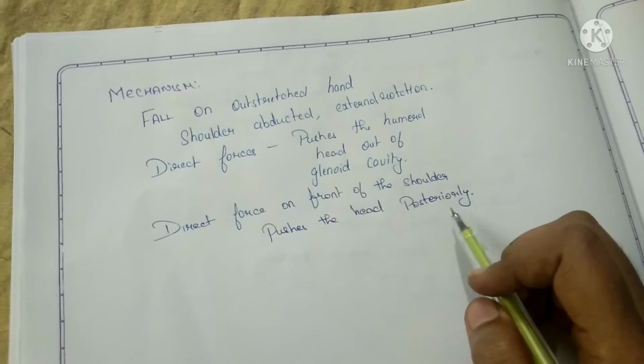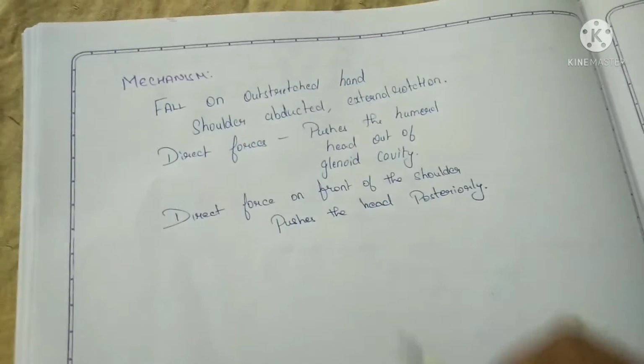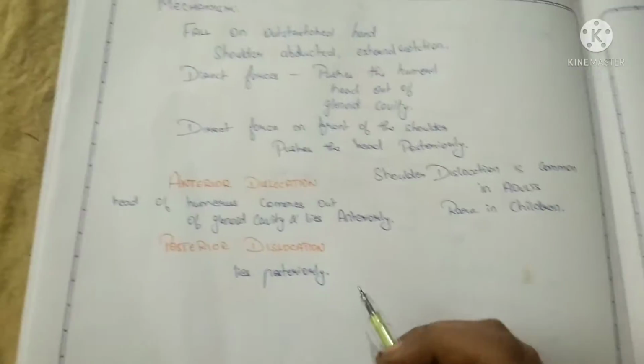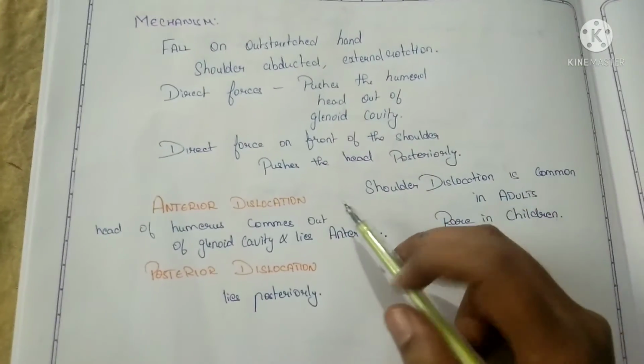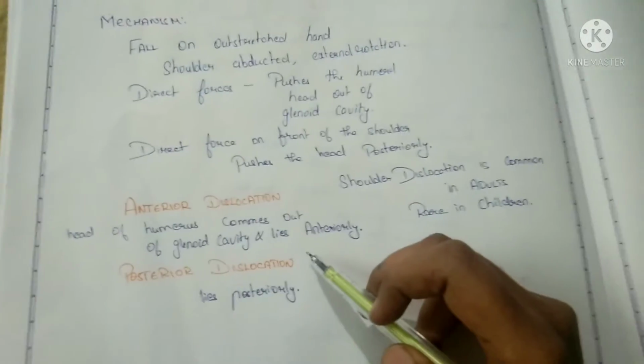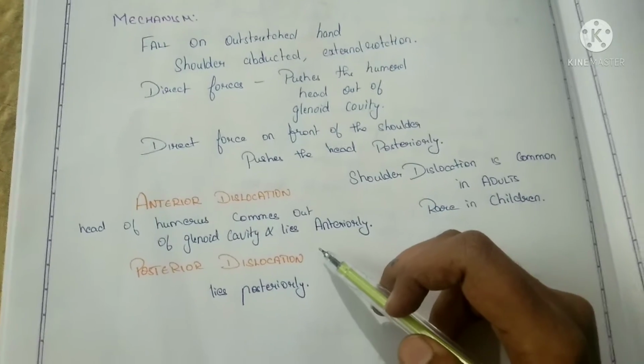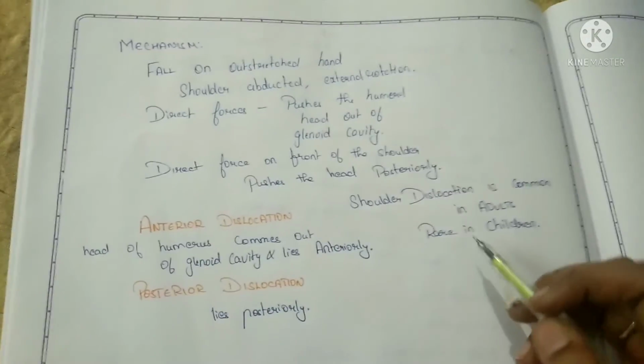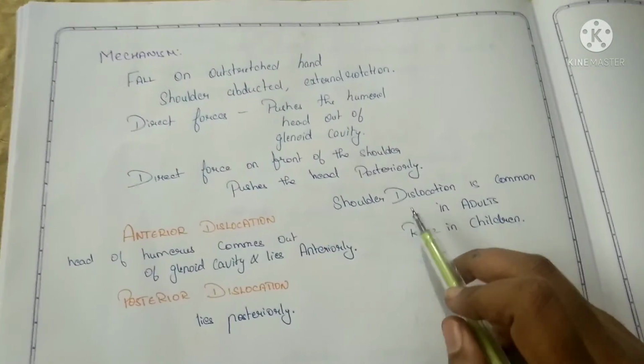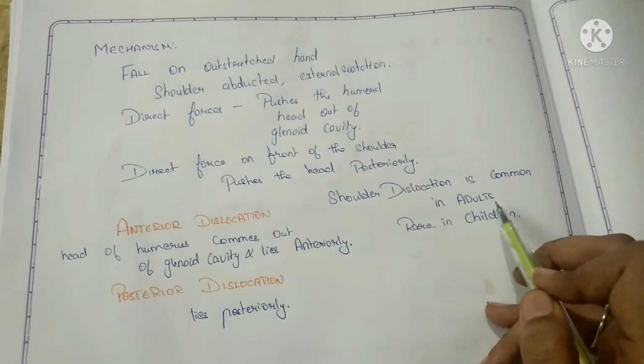There are two types of dislocation: anterior and posterior dislocation. Shoulder dislocation is more common in adults and it is rare in children.